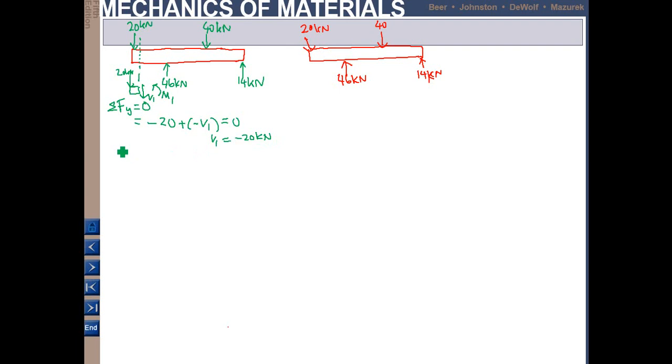And then M1, the summation of all moments should be equal to 0 as well. So the moment at point 1 should be 20 kilonewton times the distance, which is 0. Okay, so the distance here is 2.5 meter from here to here, and then from here to here is 3 meter, and then from here to here is 2 meter.